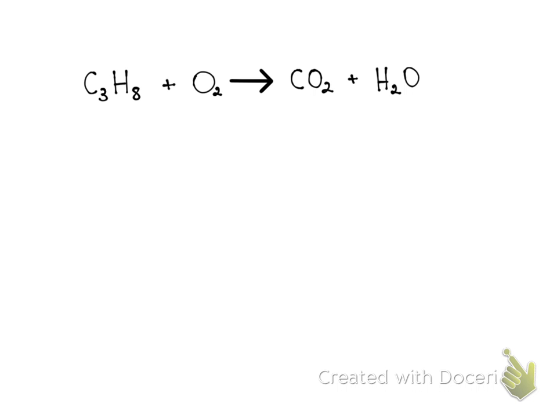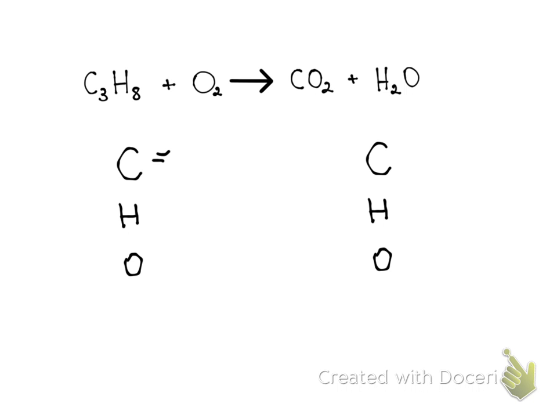The first thing that I want to do is make a list on both sides of the arrow of all the elements in their symbolic form. So for example, on the left hand side I've got C's, I've got H's, and I've got O's. And on the right hand side I've got the same thing. So I'm just going to copy exactly what I have on the left hand side and put it on the right hand side. There we go.